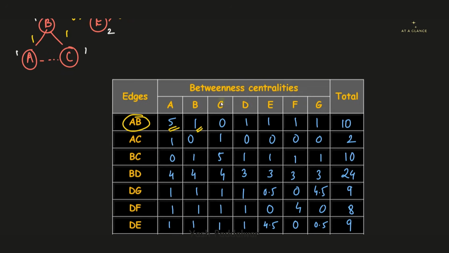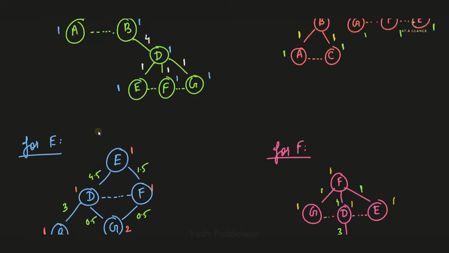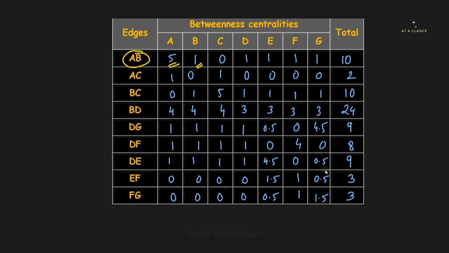Now in the graph which has the node C as the root node, the edge AB was at the same level. So its betweenness centrality will be 0. So let's write 0 over here. And similarly, we have done it for every single graph. We have to do it for all the edges and write the values of it in this particular table.